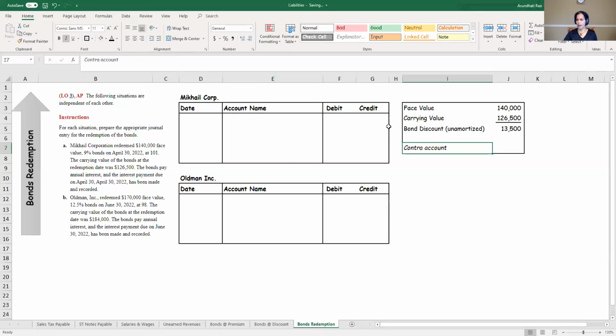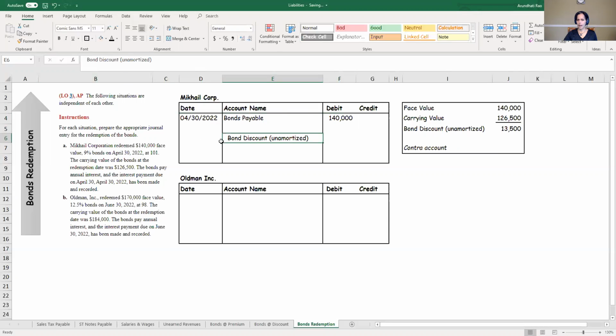Bond payable is a liability. The normal balance is credit. In order to close it, I'm going to debit that account. So bonds payable is going to be debited and the amount I'm paying off, the face value, is $140,000. The date is, I'm doing this on April 30th, 2022.